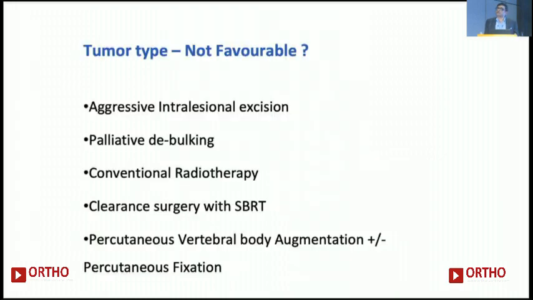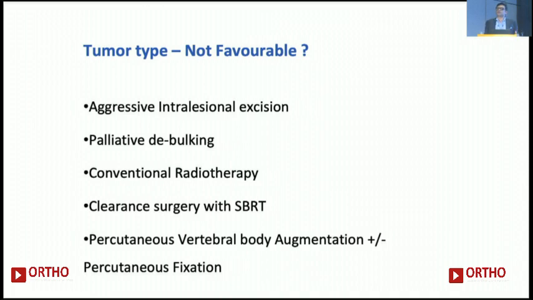What to do for the tumors which are not favorable? Not favorable tumors are basically tumors which are studded all across the spine. You have an old patient who's not fit, or a paraplegic patient where you know that you don't have enough time as far as the life expectancy of this patient is concerned to give them a good result. There you want to think about making their life comfortable.